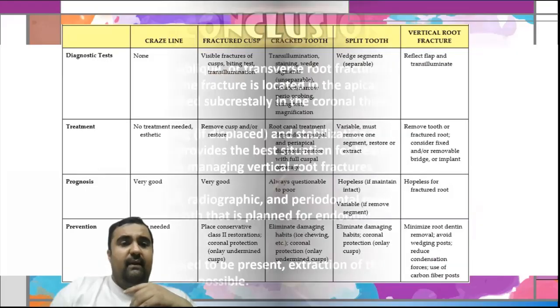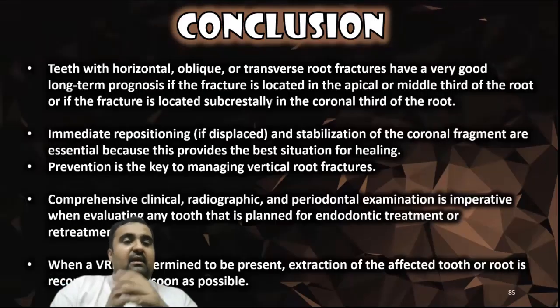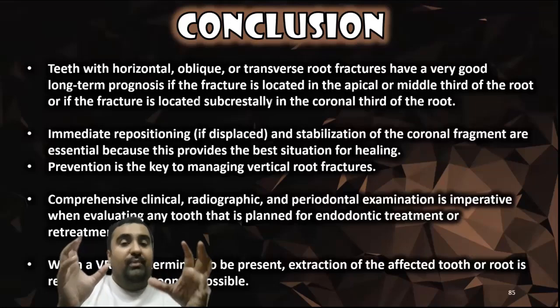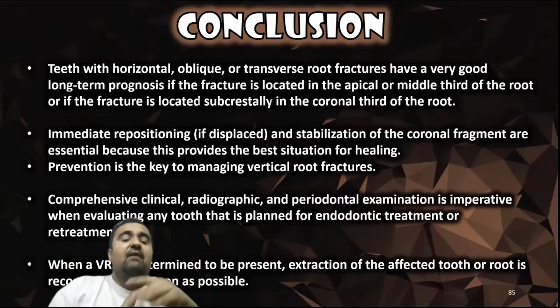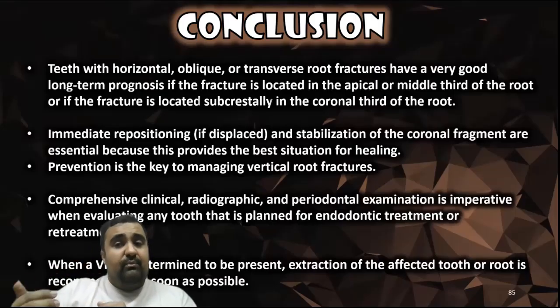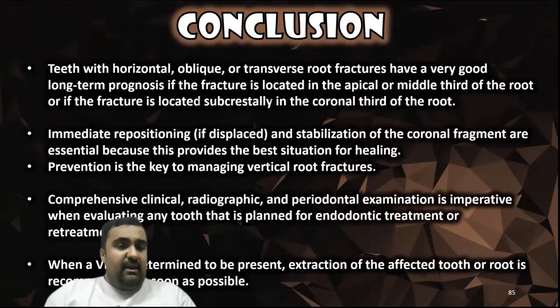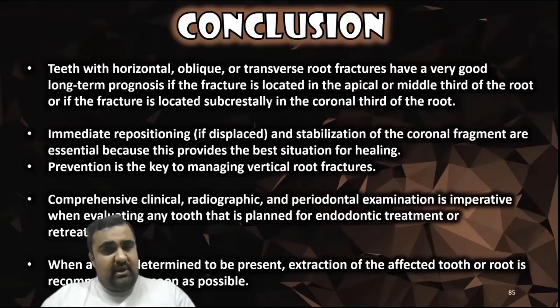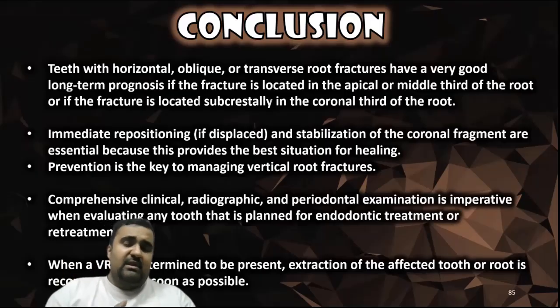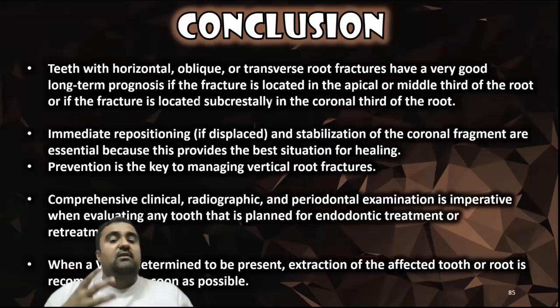So in conclusion, I would say that teeth with horizontal, oblique, or transverse root fractures have a very good long-term prognosis if the fracture is located in the apical or the middle third of the root, or if the fracture is located subcrestally in the coronal third of the root. Immediate repositioning, if displaced, and stabilization of the coronal fragments are very essential because they provide the best situation for healing. Prevention is key to managing vertical root fractures.